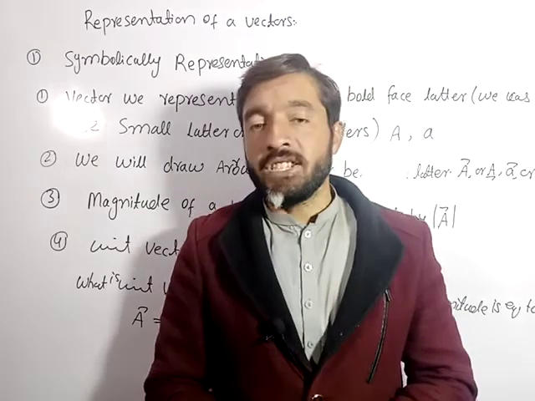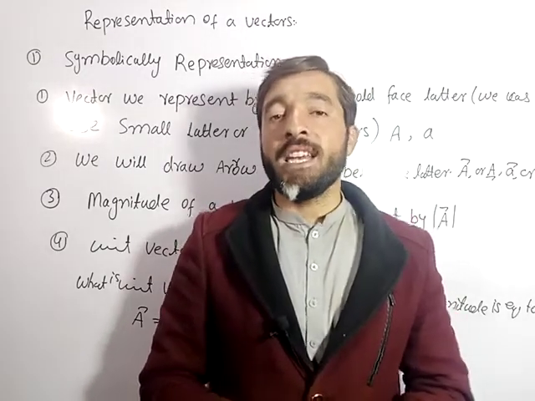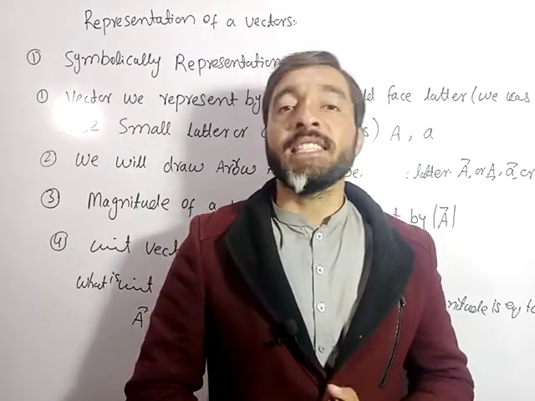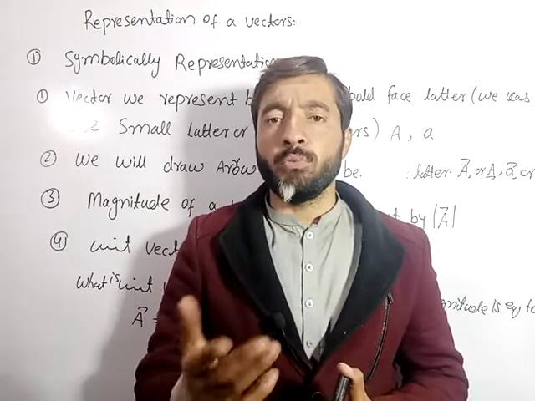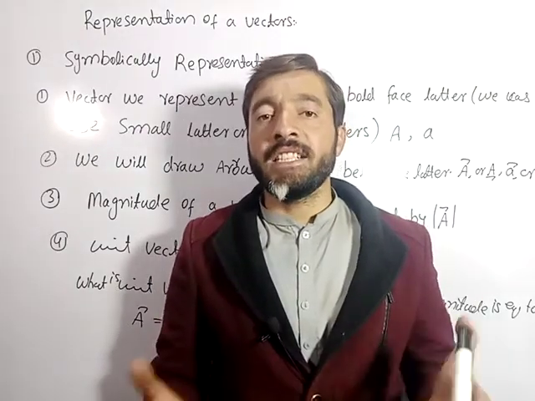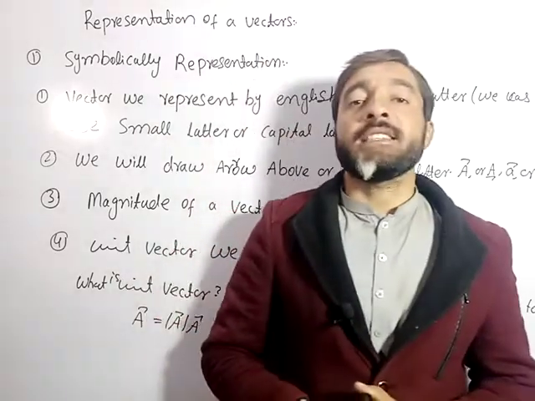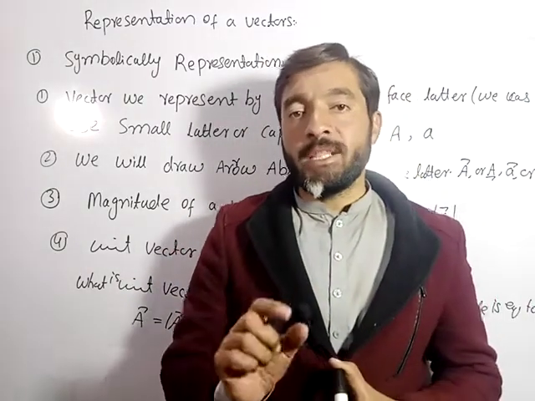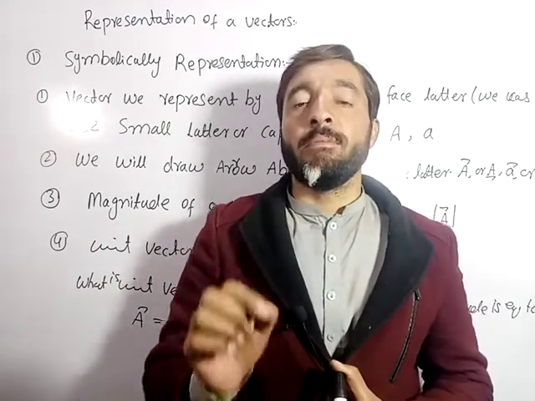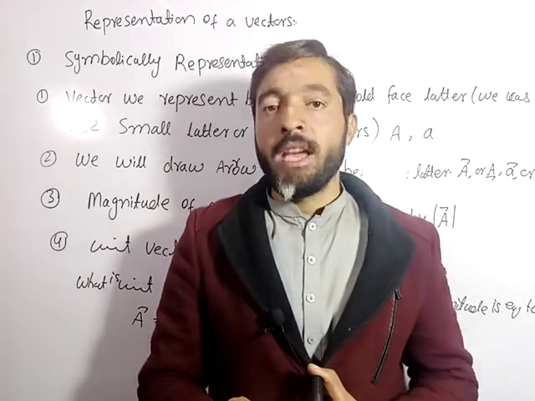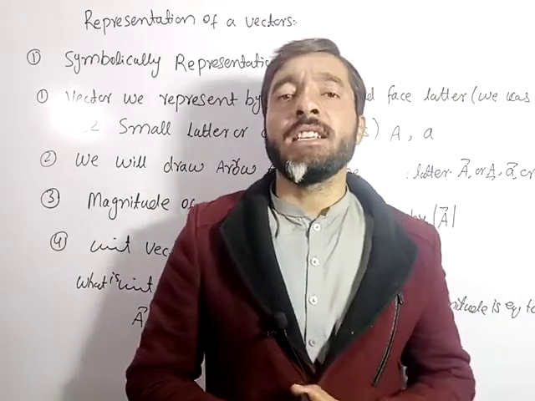because in this chapter we will discuss two types of physical quantities: one is vector quantities, the other is scalar quantities. So what are scalar quantities? Before vectors, we will discuss a little bit on scalar quantities. So what are scalar quantities? Those physical quantities which are completely specified only by their magnitude are called scalar quantities. Meaning non-directional quantities are called scalar quantities.